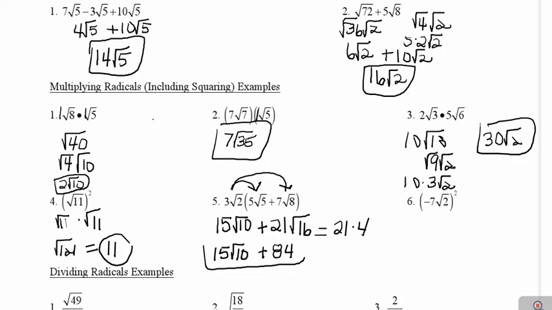I can't add these together because they don't have the same number underneath the radical, so my final answer would be 15 square root 10 plus 84.